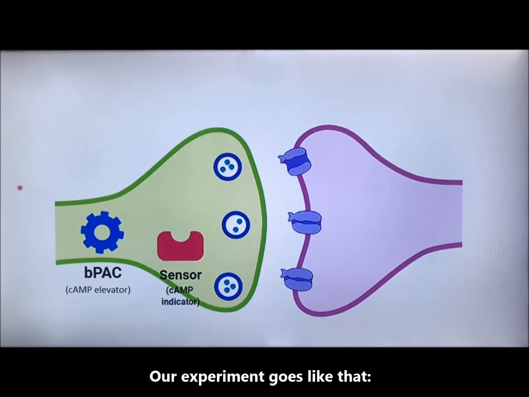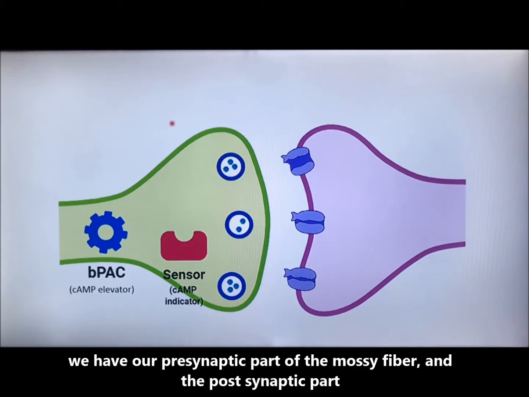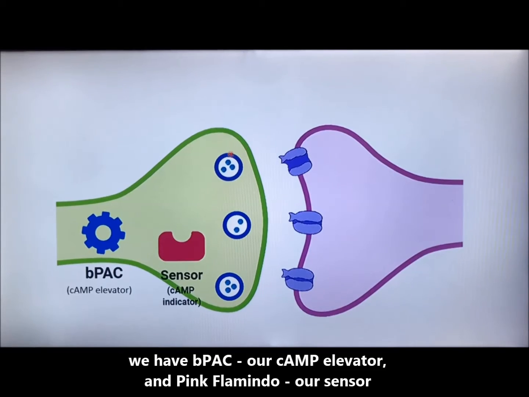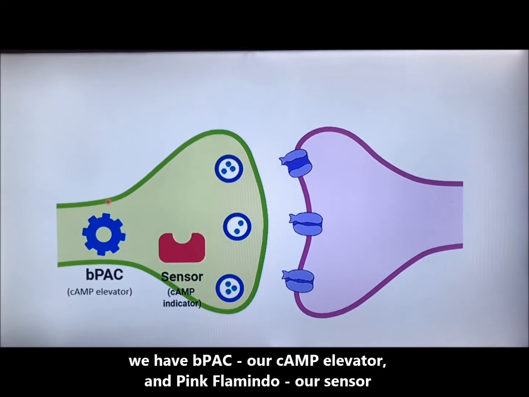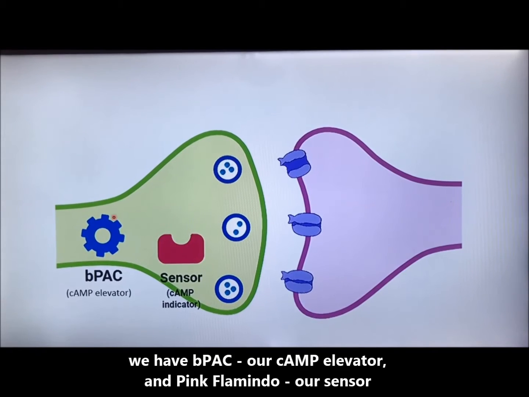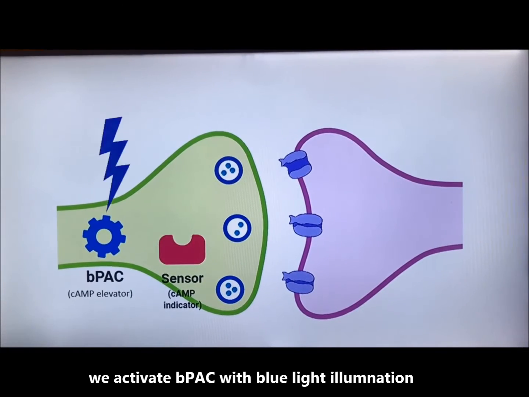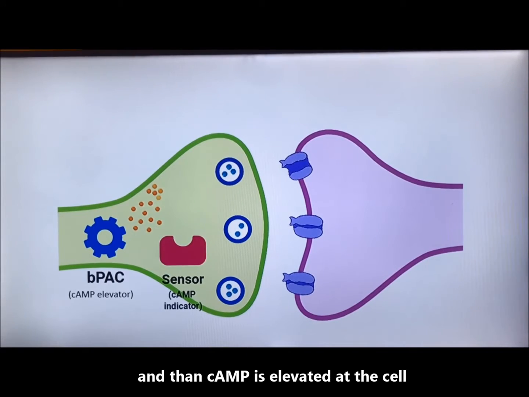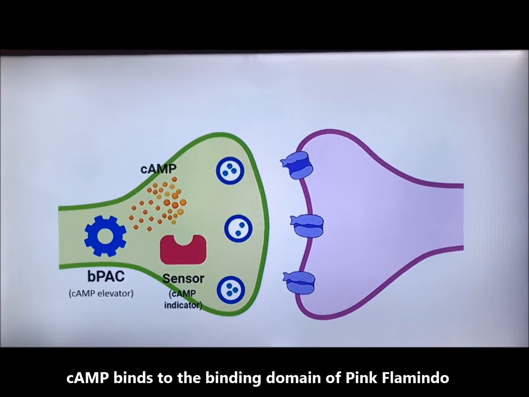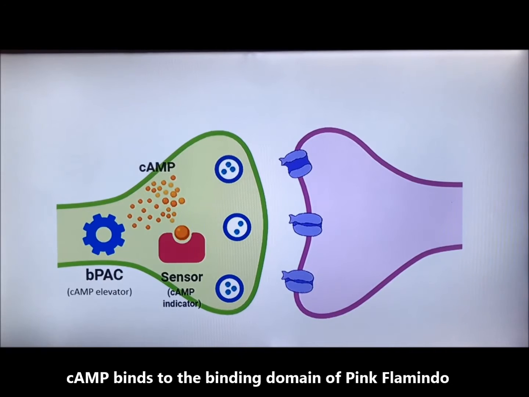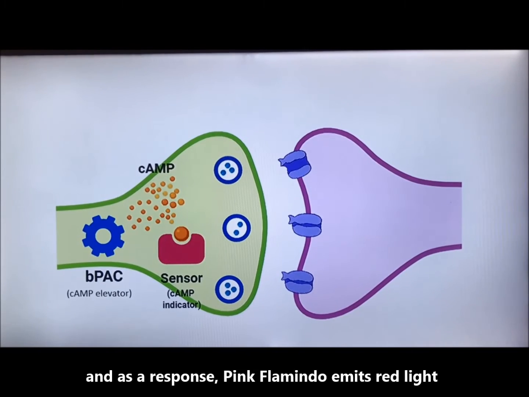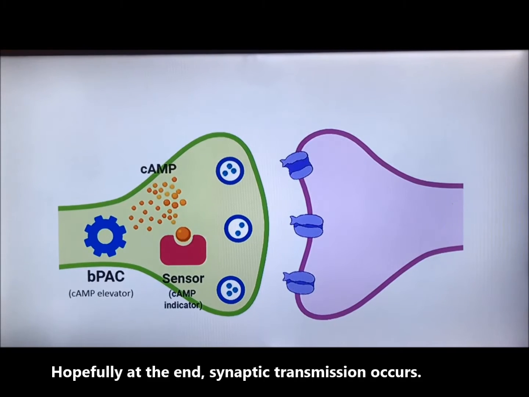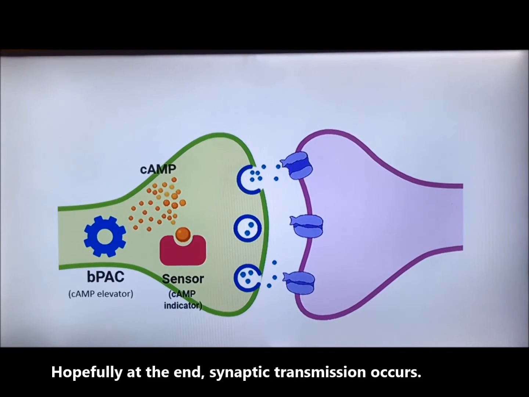Our experiment goes like this. We have our presynaptic part of the mossy fibers and the postsynaptic part. We have bPAC, our cyclic AMP elevator, and Pink Flamingo, our sensor. We activate bPAC with blue light illumination and then cyclic AMP is elevated in the cell. Cyclic AMP binds to the binding domain of Pink Flamingo, and as a response, Pink Flamingo emits red light. Hopefully at the end, synaptic transmission occurs.